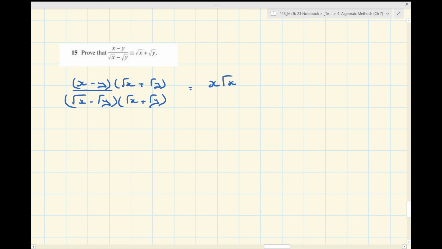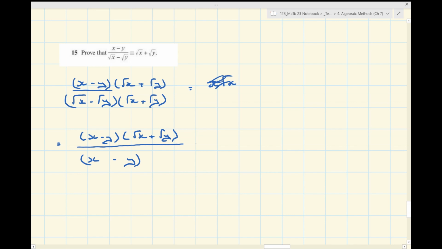Actually, I'm not going to multiply out the top. I'm just going to keep the top as it is: x minus y, lots of root x plus root y. And I'm going to multiply out the bottom here. So I'm going to have root x times root x, so that's x. The middle terms are going to disappear. Then I'm going to have minus root y times root y, which is y.